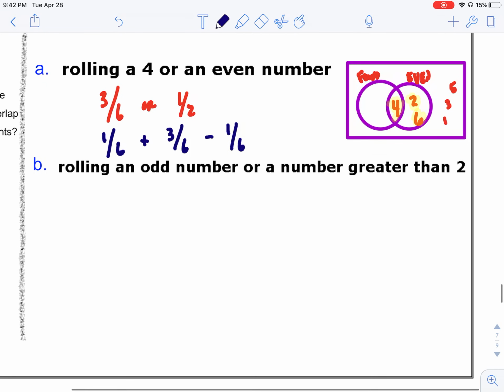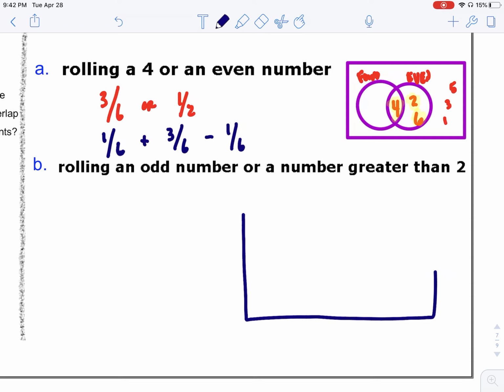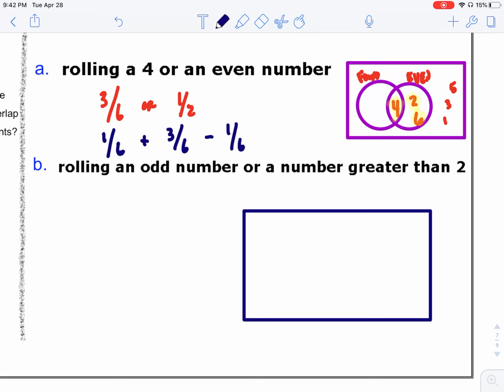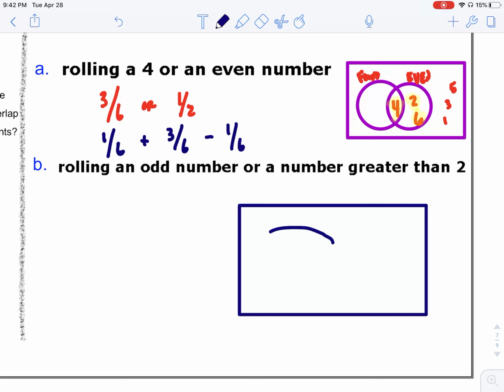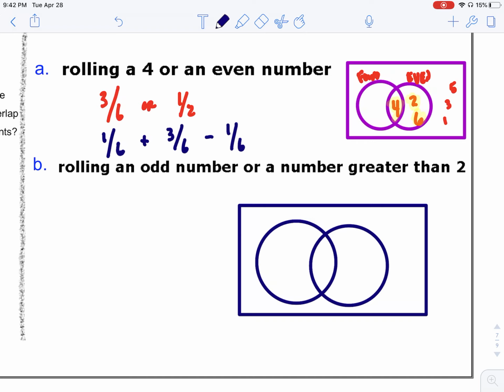Let's do another one here. Rolling an odd number or a number greater than 2. Okay, well, let's see. Odd or number greater than 2. Are there any that are both? Yeah, 3 and 5 are both. So that's in the overlapping area. Are there any odd numbers that aren't greater than 2? Yeah, there's a 1 that goes over there. And any numbers greater than 2 that aren't odd? Yeah, 4 and 6.